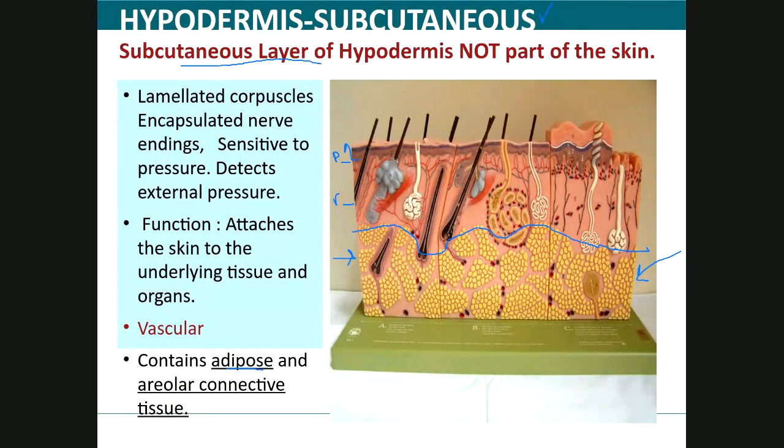There's also other corpuscles of touch, and these are these here. These are called lamellated corpuscles of touch. So they're very sensitive to pressure. In order to feel these, you have to go through the epidermis and the dermis before these become activated.